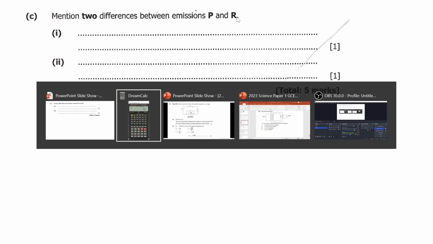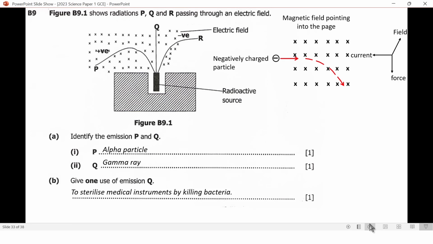So they want us to mention two differences between emission P and R. What are the differences between emission P and R? In the first place, emission P is a helium nuclide because it is an alpha particle. An alpha particle is a helium nucleus or nuclide.